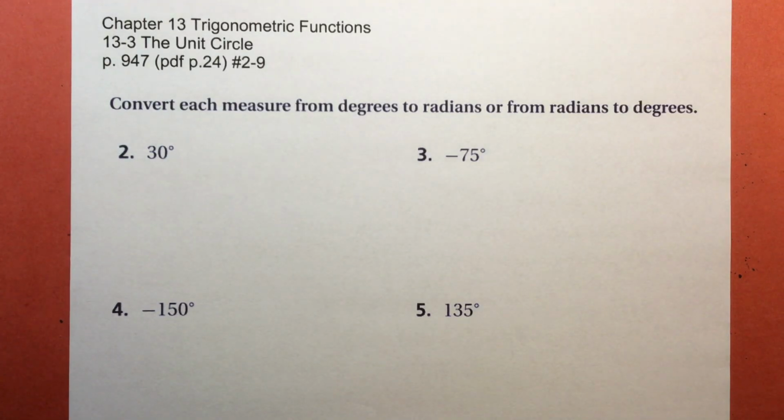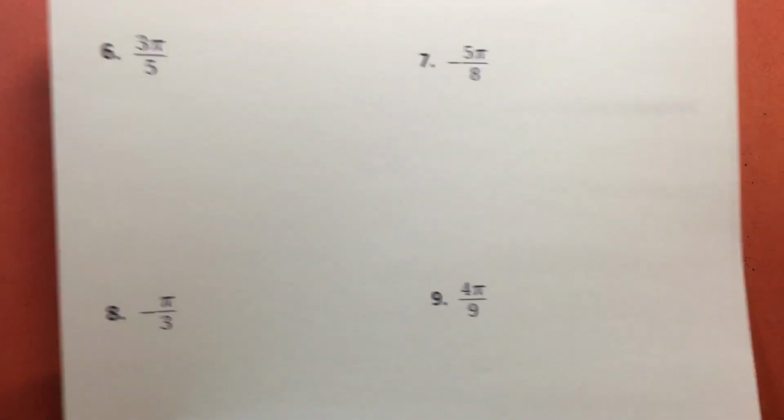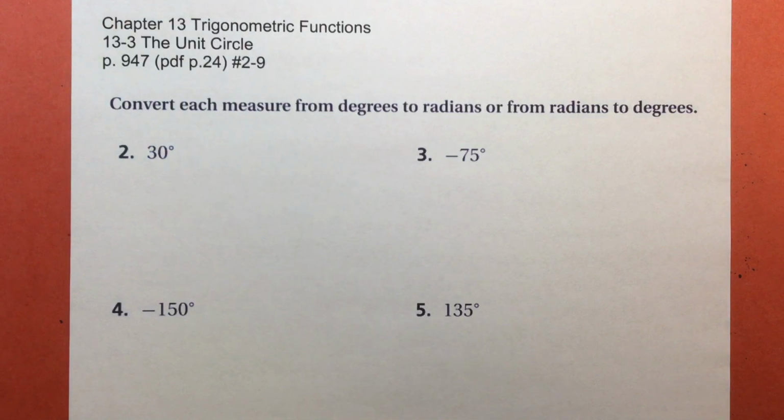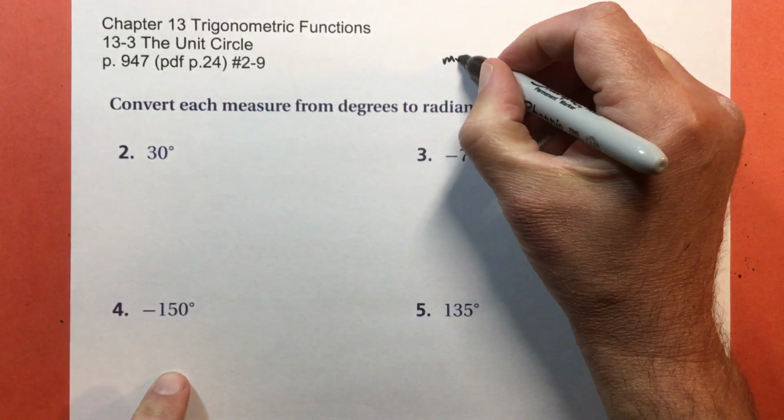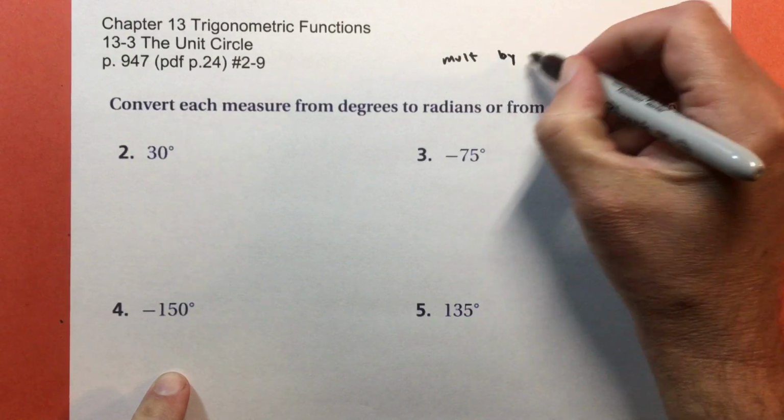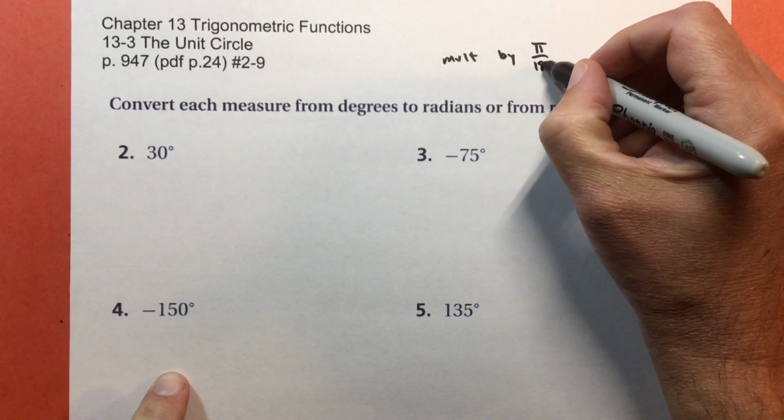Hello, welcome back to Chapter 13, Section 3, where we're talking about the unit circle. And in these problems that are found on page 947 or the PDF page 24, we're going to be converting from degrees to radians for the first four, and then we're going to go from radians to degrees for the next four. So to go from degrees to radians, I'm going to multiply by pi over 180.